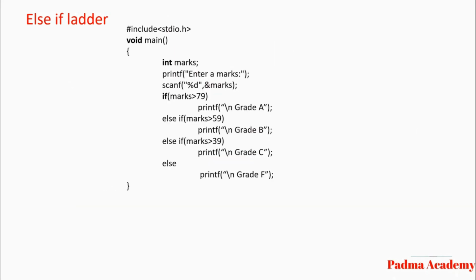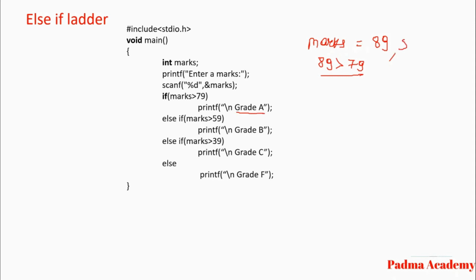So an example of it is, suppose we have entered the marks. Marks is one variable which is of type integer. We are giving the marks from the user. Suppose that it is 89. So it will check the first condition, that is if 89 is greater than 79, yes, this condition is true, then it will print grade A.